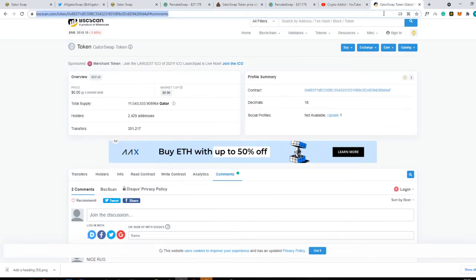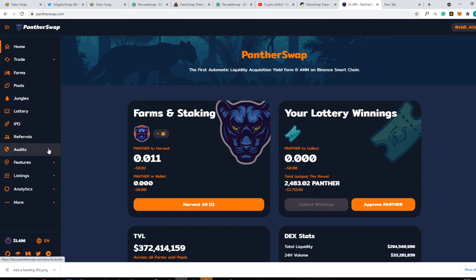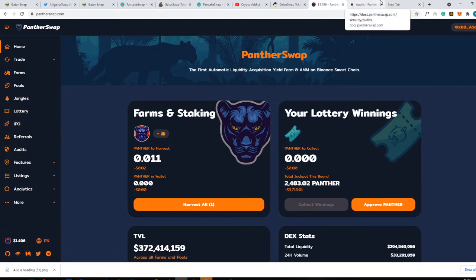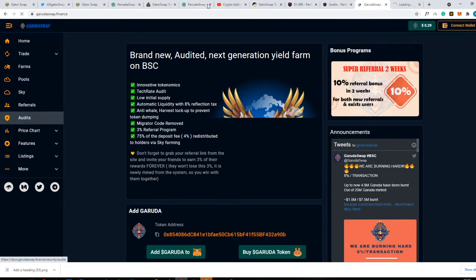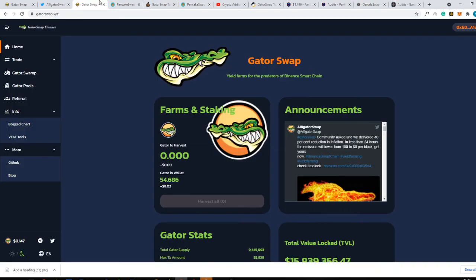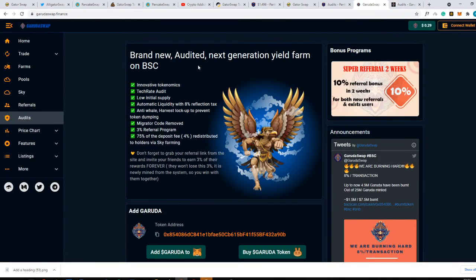So if you're going to look at PanterSwap, okay, it does have an audit. For the Garuda swap, I think it also has an audit. So it has an audit, but this one doesn't have an audit. So probably you might actually consider it as well. So there's no audit. Okay, this one is done.